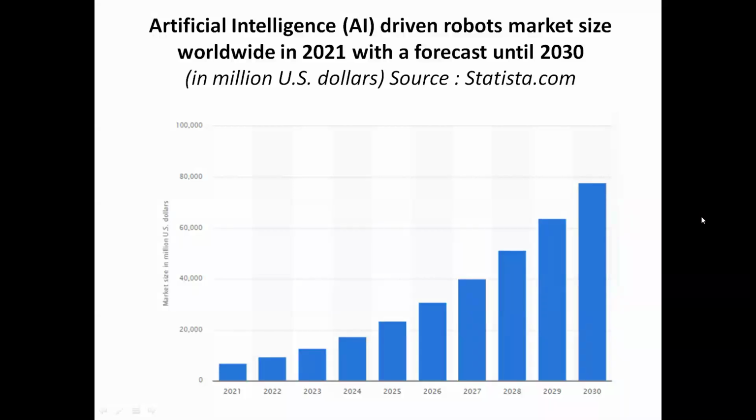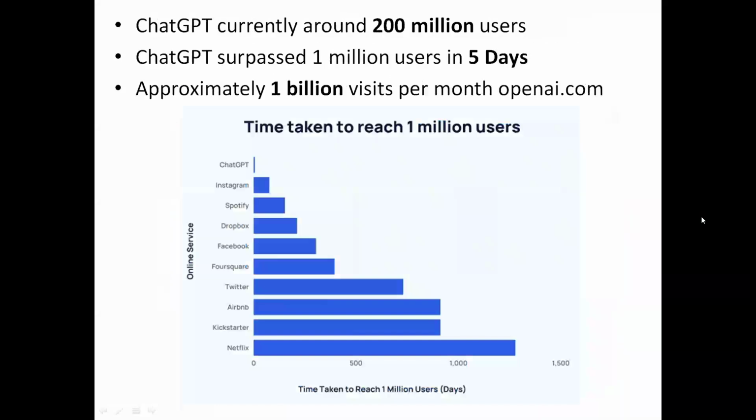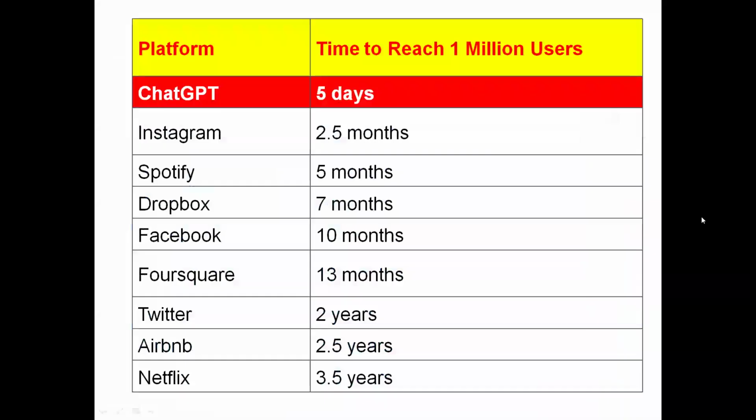And as far as the prominence and fame of ChatGPT or AI chatbots are concerned, you can imagine with this particular data. When Netflix took around 4 years to achieve 1 million users, ChatGPT achieved 1 million users in only 5 days. Twitter also took around 2 years to reach 1 million users.